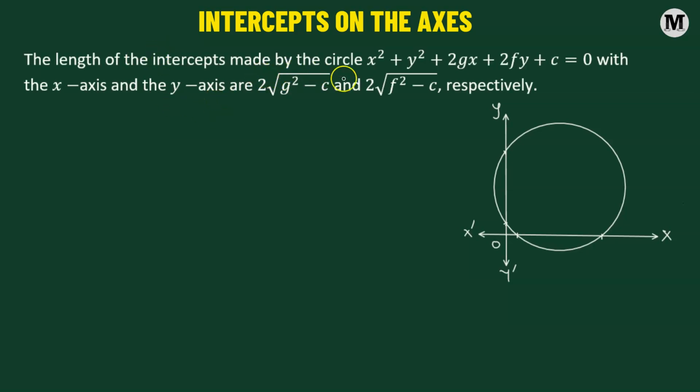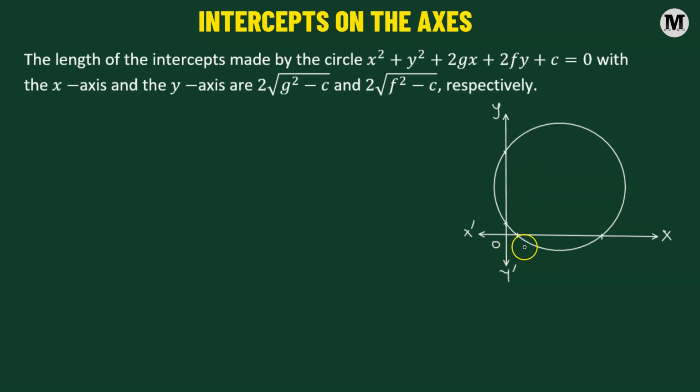The length of the intercepts made by the circle x squared plus y squared plus 2gx plus 2fy plus c equals 0, with the x-axis and the y-axis are given by 2 times square root of g squared minus c. So this is going to be the x-intercept, and 2 times square root of f squared minus c is going to be the y-intercept.